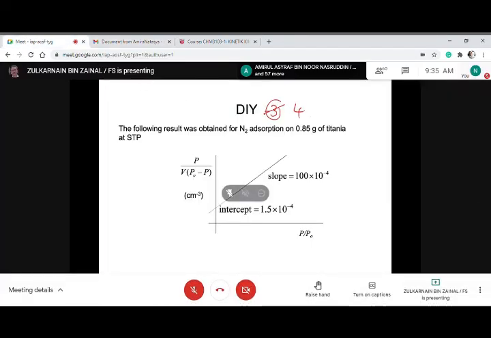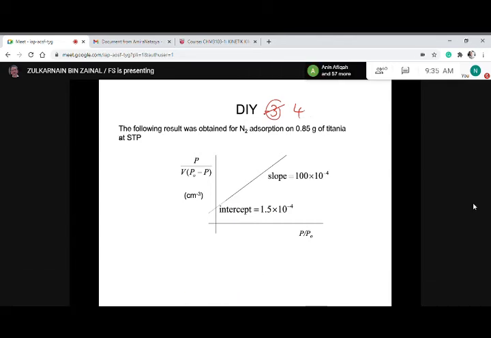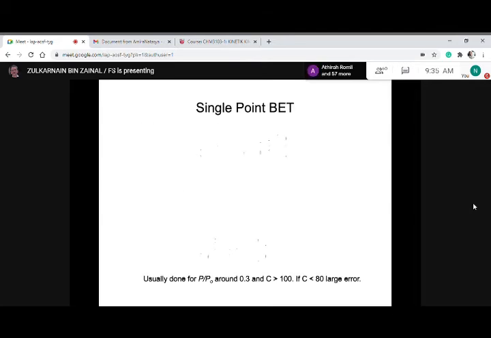What is DIY? DIY is do it yourself. You have a lot of DIY here around your place. Okay, you can also do single point BET, right? You can do single point BET.